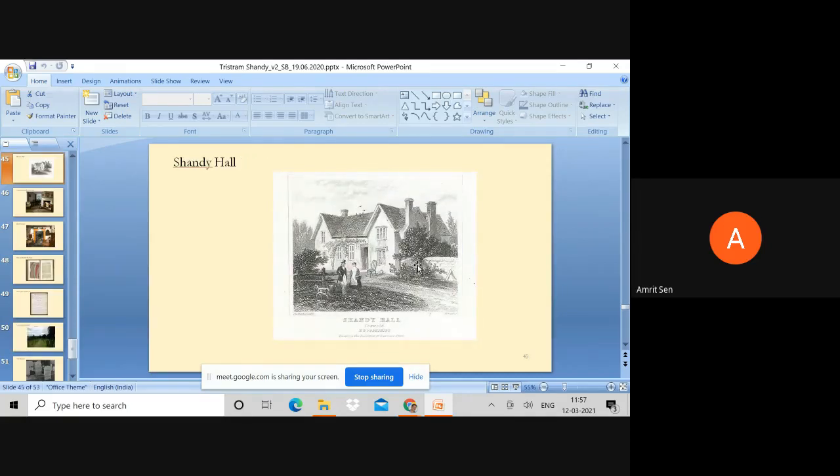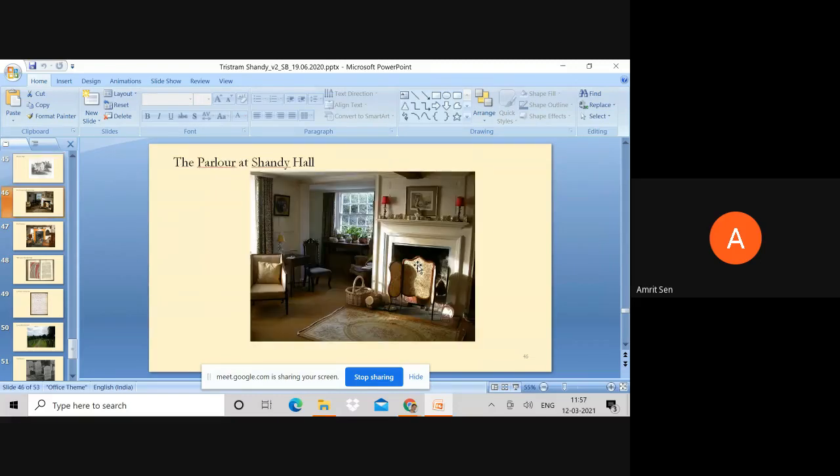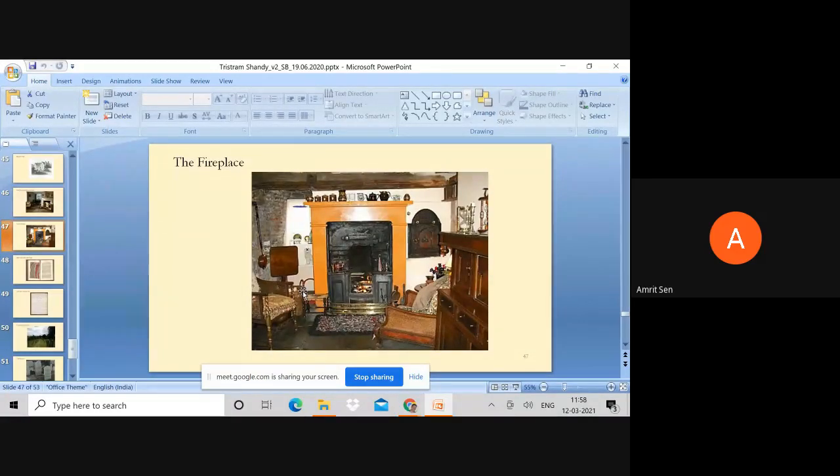This is one of the early representations of Shandy Hall. I repeat, I was very fortunate to go there. It's been my dream always to visit Sterne and walk in the bowling green where Toby once walked. I spent almost 3 hours there. This is Sterne's parlor. This is Shandy Hall, once again, the fireplace. And this is the place where Walter would have probably sat. The fireplace has a very strong relevance in the novel.